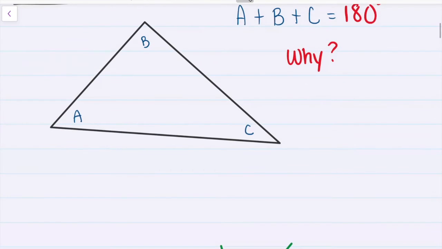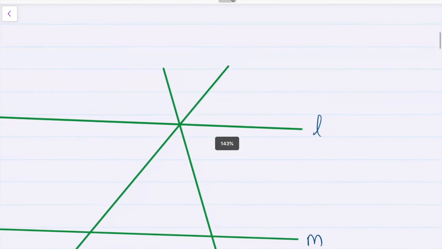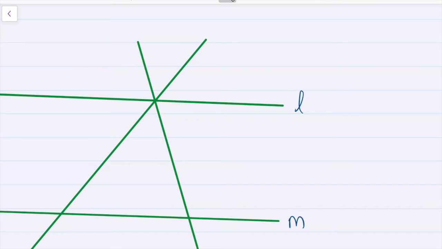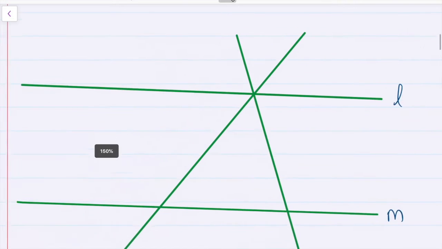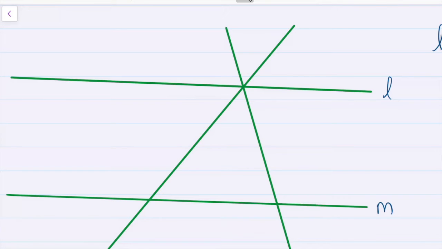So let's pretend we have these two parallel lines. We're going to say letter L and letter M are parallel. How do we know they're parallel? Sometimes they like to use the symbol of two dash lines to show parallel lines. So let's pretend these are parallel, and let's call this angle letter B.